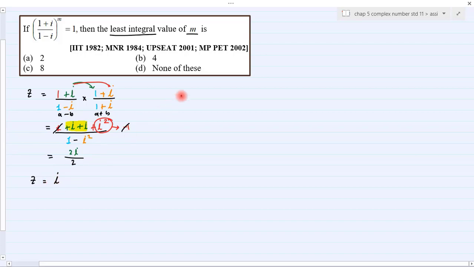But it is given that z raised to m is equal to 1 and we get our z is equal to i. So i raised to m must be 1. As we know, your i raised to 4 is also 1. So we can say the least integer value of m can be 4, which is given in option B.